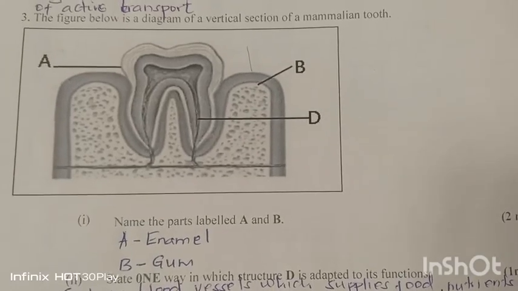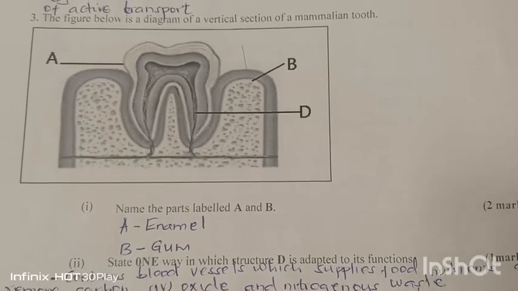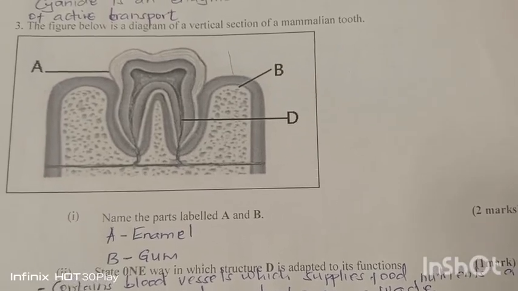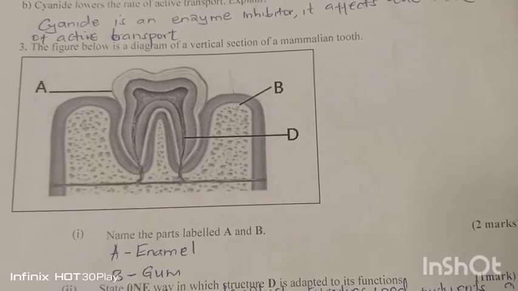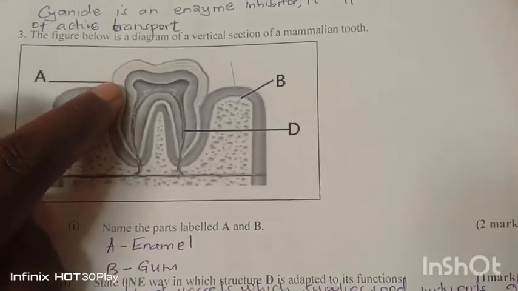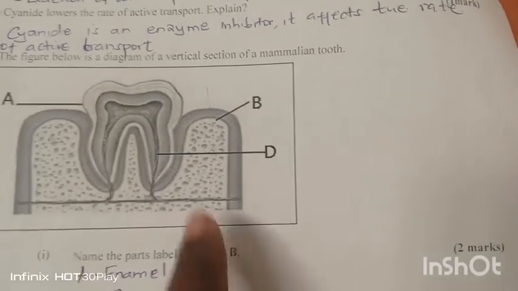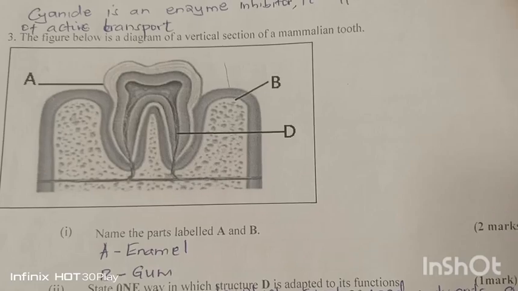The figure below is a diagram of a vertical section of a mammalian tooth. Name the parts labeled A and B. A is enamel. This one is representing the external part, the white part of the tooth. Then B is representing the gum.